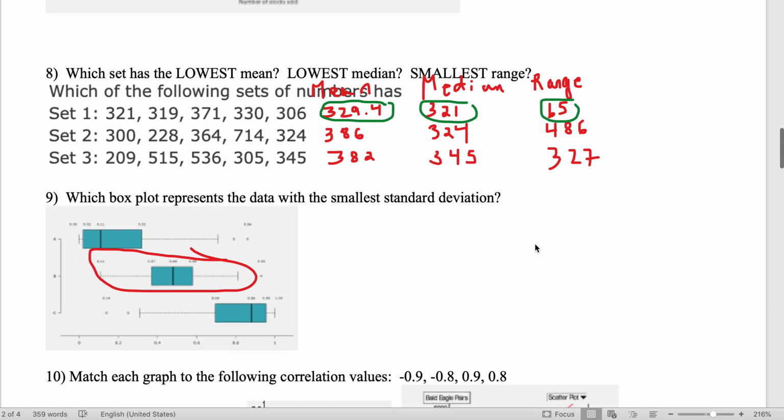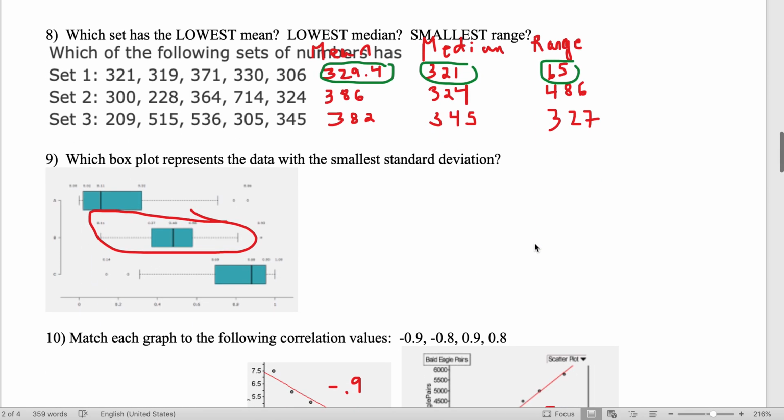Which was the lowest mean, the lowest median, and the smallest range. These are the same numbers as from last time. I just copied them over, but this time I want the lowest. So the lowest mean, set 1. The lowest median, set 1. The lowest range, also set 1.